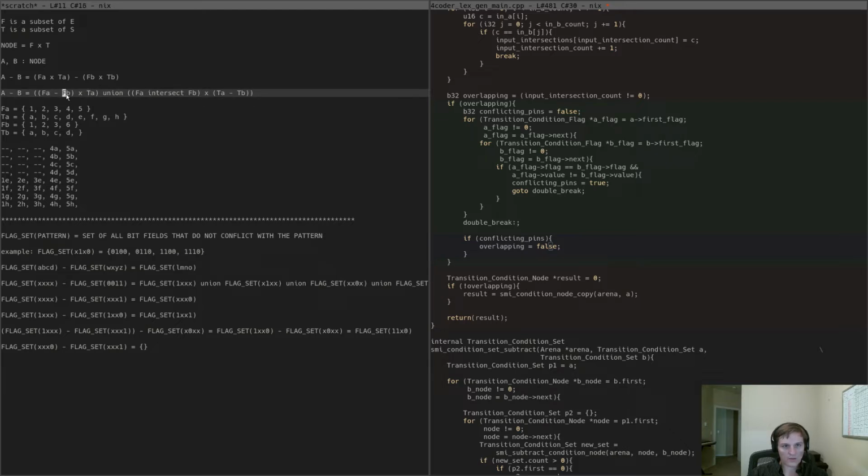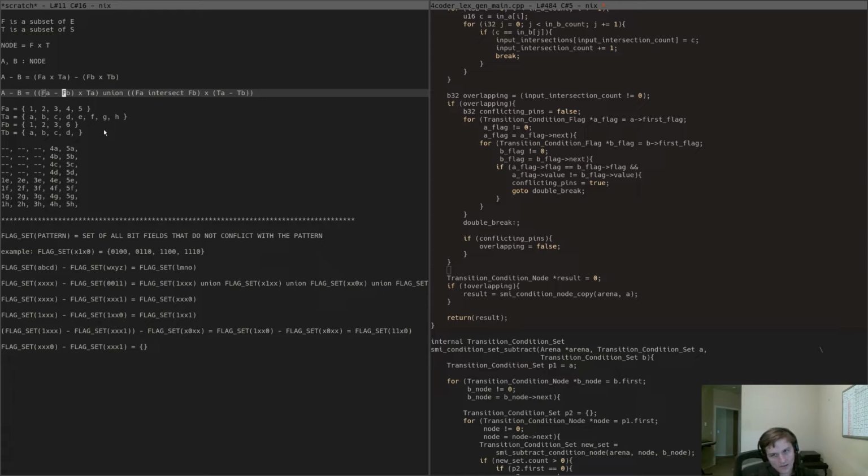Now, what about the minus FB part? Well, that's a good point. Maybe I oversimplified this a little bit. If the input characters are non-overlapping, there's no overlap between this and this, then this turns out to just equal FA, right?